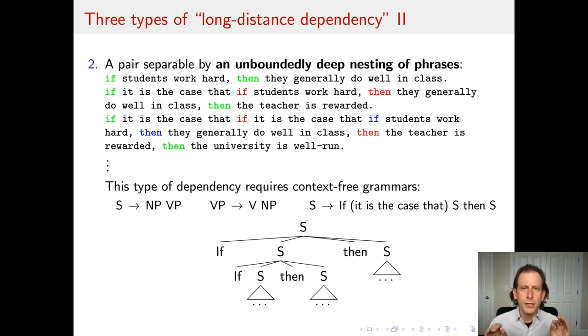This type of dependency could not be modeled with finite state methods, but it can be modeled with context-free grammars very straightforwardly. For example, the set of rules that I've illustrated here allow me to do this arbitrary nesting of the form that we see here. So that's the second type.